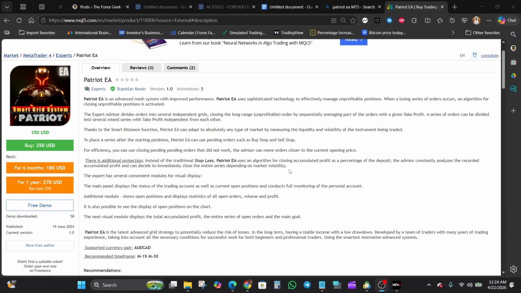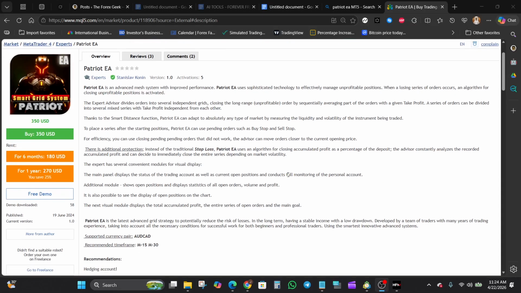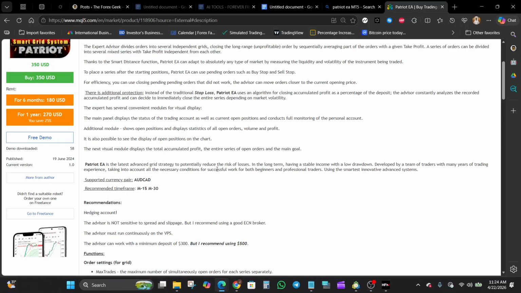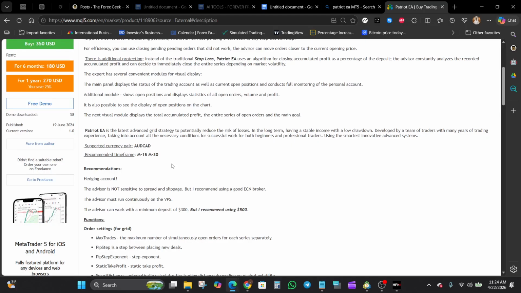issue with grid strategies. One important thing to note is that it is optimized specifically for AUDCAD. We can see that here, right? And the recommended time frames are M15 and M30. So this isn't a plug and play on any pair type of EA. It's more specialized. Also, it requires a hedging account and is expected to run continuously on a VPS, which is pretty standard for grid systems.